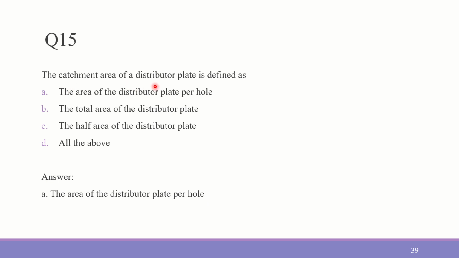Catchment area of a distributor plate is defined as dash. Option A, area of the distributor plate per hole. Option B, total area of the distributor plate. Option C, half area of the distributor plate. Option D, all the above. The right answer is area of the distributor plate per hole. Option A is the right answer. Now let us go to question 16.